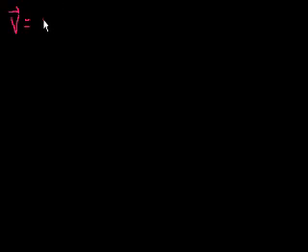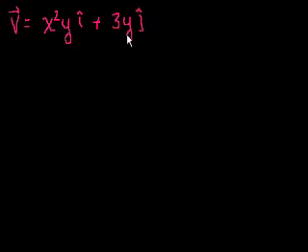So let's say it is, and I'm just going to make up something. Let's say it's x squared y i. So at any point x comma y, its velocity in the x direction will be x squared y, and then its velocity in the y direction, I don't know, maybe it's just 3y j. So its velocity in the x direction is actually a function of x and y. Its velocity in the y direction is just a function of y.